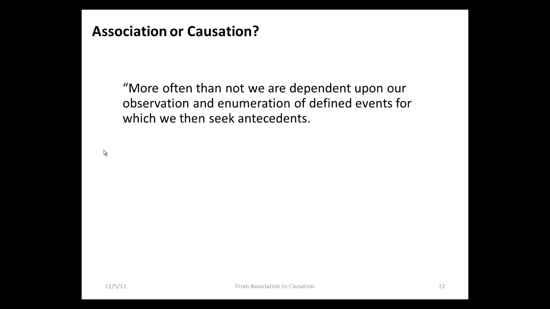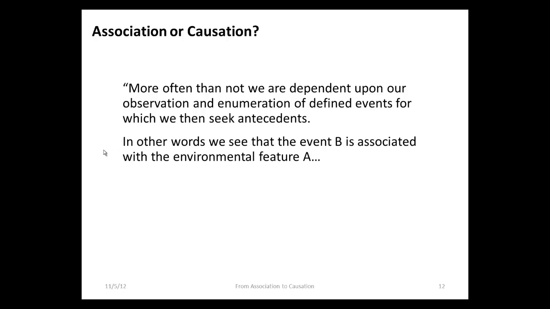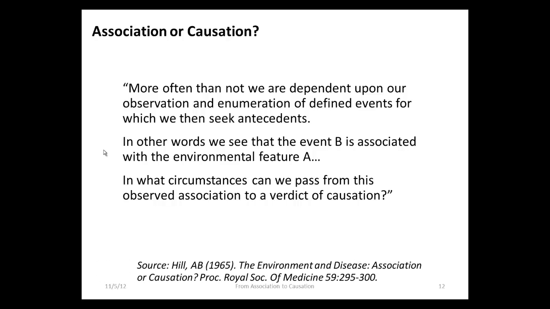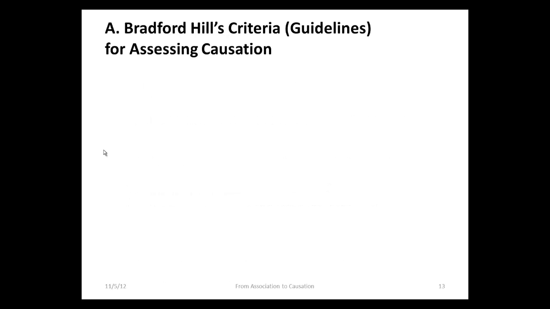He said, "More often than not, we're dependent upon our observation and enumeration of defined events for which we then seek antecedents. In other words, we see that event B is associated with the environmental feature A. In what circumstances can we pass from this observed association to a verdict of causation?" And that's from Hill in the mid-60s as president of the Royal Society of Medicine, giving his presidential address, which turned out to be a very long-lived and famous document, sort of outlining some criteria we might think about when we're trying to demonstrate causality.